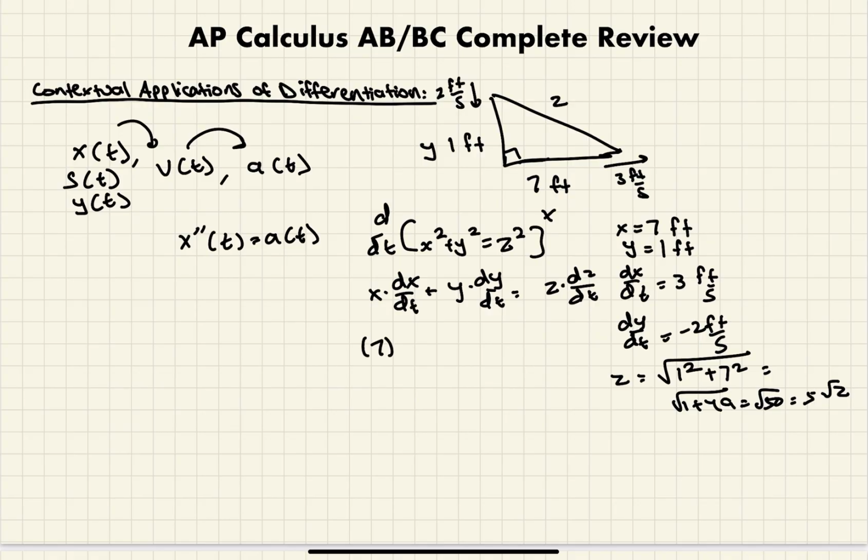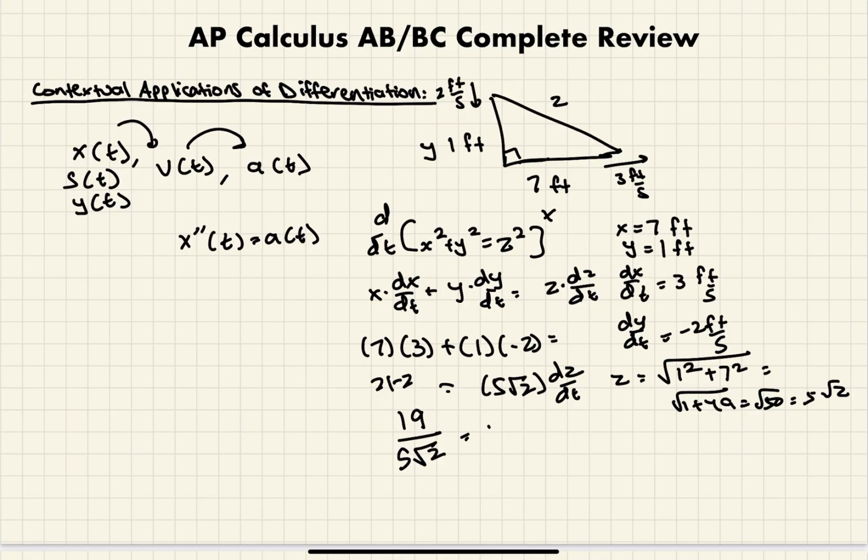x is 7, dx/dt is 3, plus 1 times negative 2 is equal to 5 root 2 times dz/dt. And this becomes 21 minus 2 is equal to that. And so 19 over 5 root 2 is equal to dz/dt. And since that's positive, it means it must be increasing as time increases.